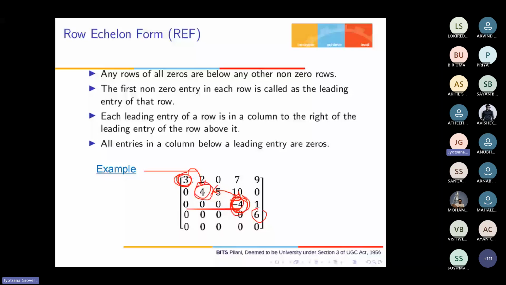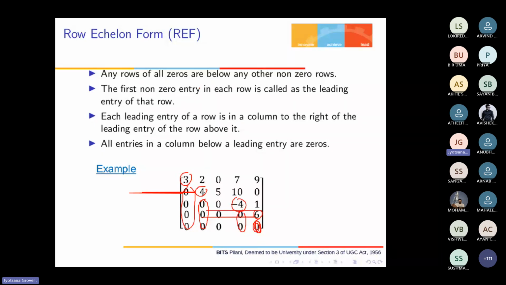Okay. And all the entries in the column below leading entries are 0. That means, see, these are the entries of the first column, and they are below the leading entry of the first row. So all are 0. The leading entry of row 2 is 4, and all the entries below this 4 are 0. Similarly, -4 is the leading entry of row 3, and all the entries below -4 are 0. And so on. For 6 also, the leading entry of row 4 is 6, and the entries below the 6 in the same column are 0.